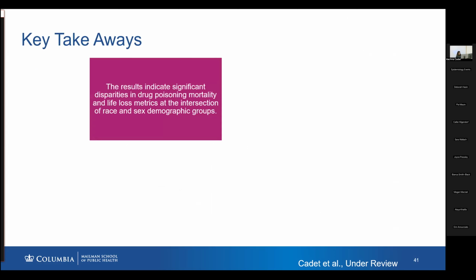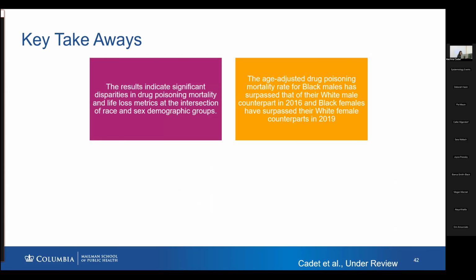So some key takeaways from this particular study: it really indicates that we do need to take more of an intersectional approach to our research, especially thinking about the overdose crisis. We saw that when we took that intersectional lens, the disparity did not start in 2010, right? It actually started a little bit earlier, especially for Black men, where Black males surpassed their white male counterparts back in 2016, and white females surpassed their white female counterparts back in 2019.